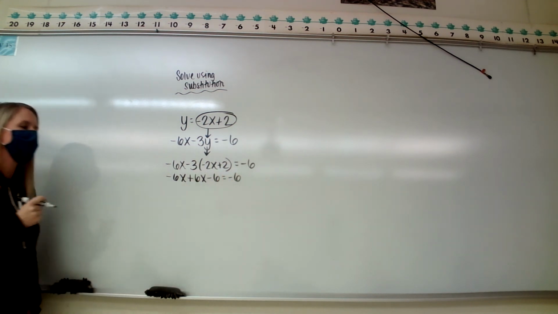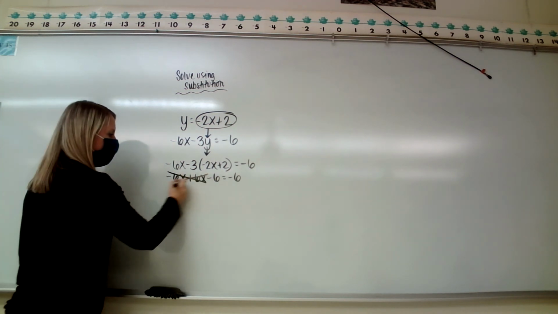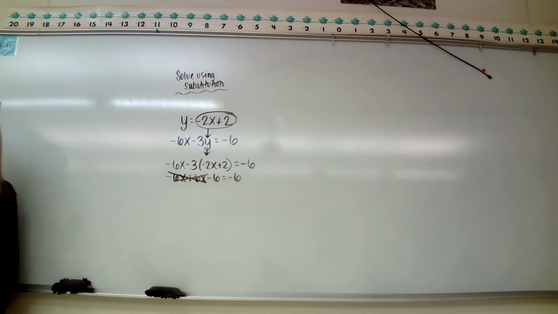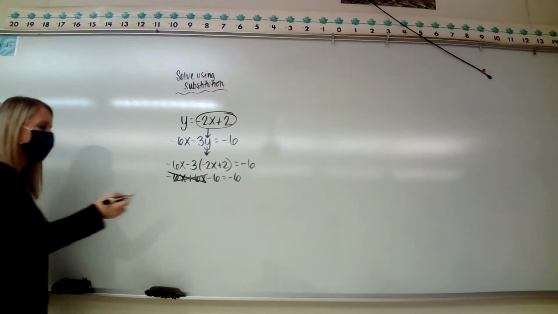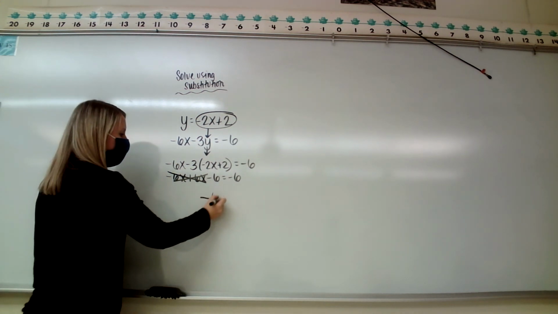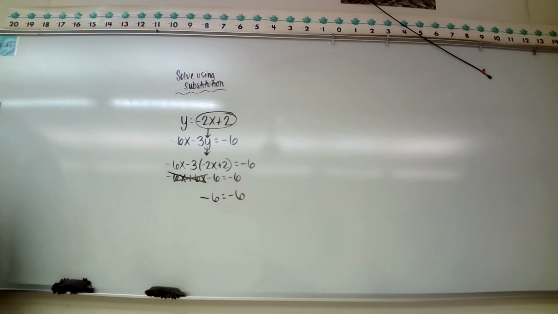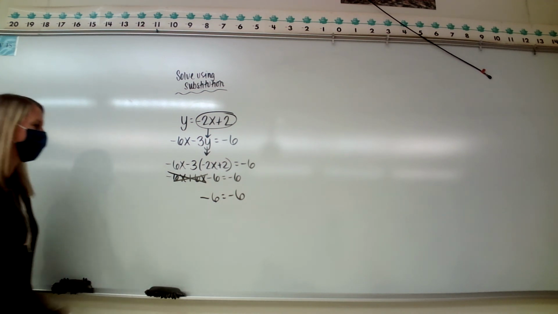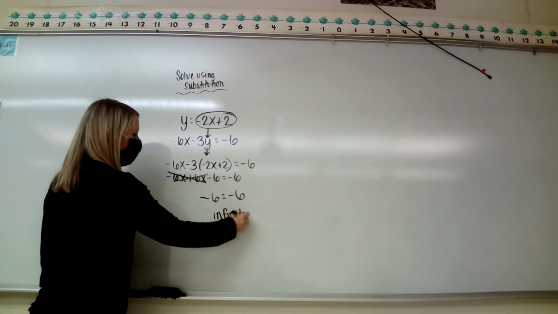Now, when I get to the next step of combining like terms, what happens is my variables cancel. Don't write 0x, just cancel them out. If something's not there, you don't need to write it. So they cancel out, and I'm left with -6 equals -6. If you had to guess, do you think it's no solution or infinitely many? It is infinitely many solutions.